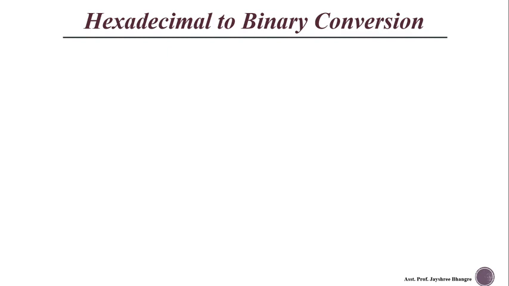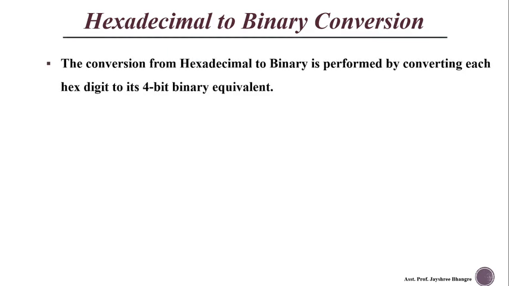So again, this is a very simple conversion. To convert a hexadecimal number into binary, we convert each hex digit to its 4-bit binary equivalent. We just have to write the 4-bit binary equivalent of that particular hexadecimal digit. Let's see the example: 3B5. We have to convert this hexadecimal number into its equivalent binary.